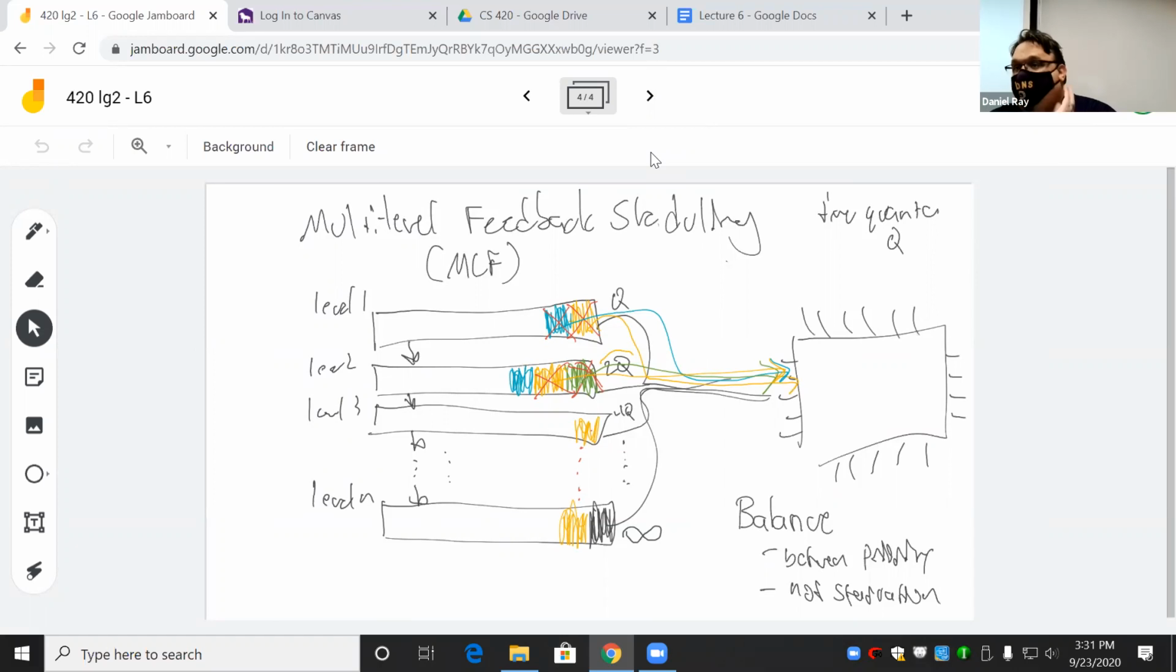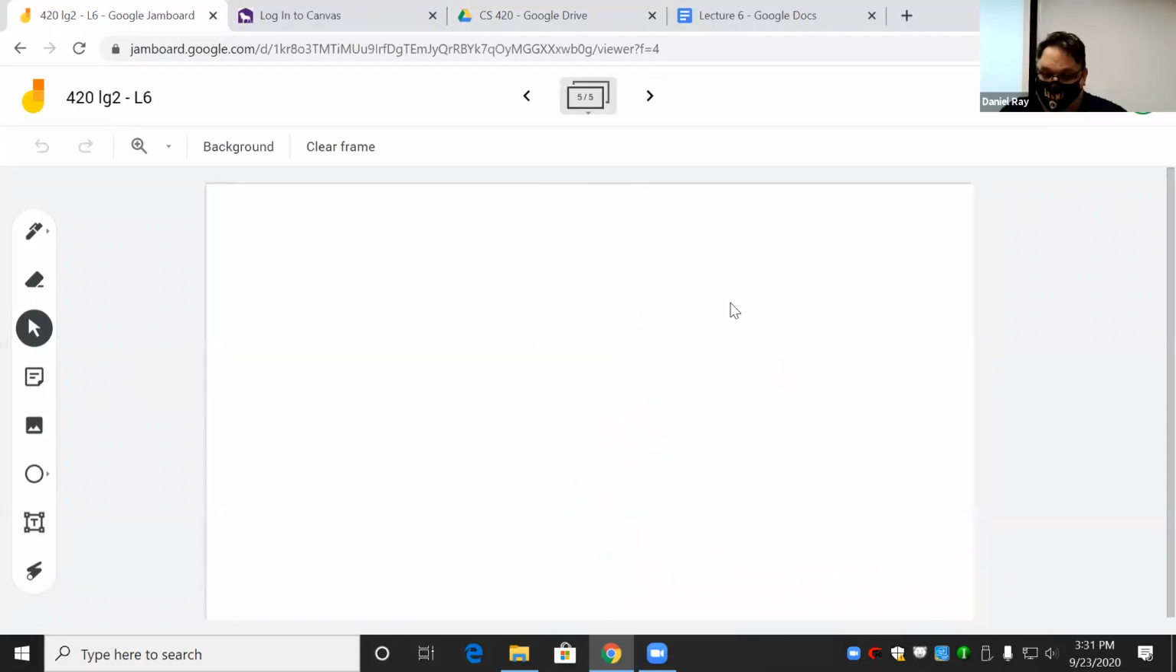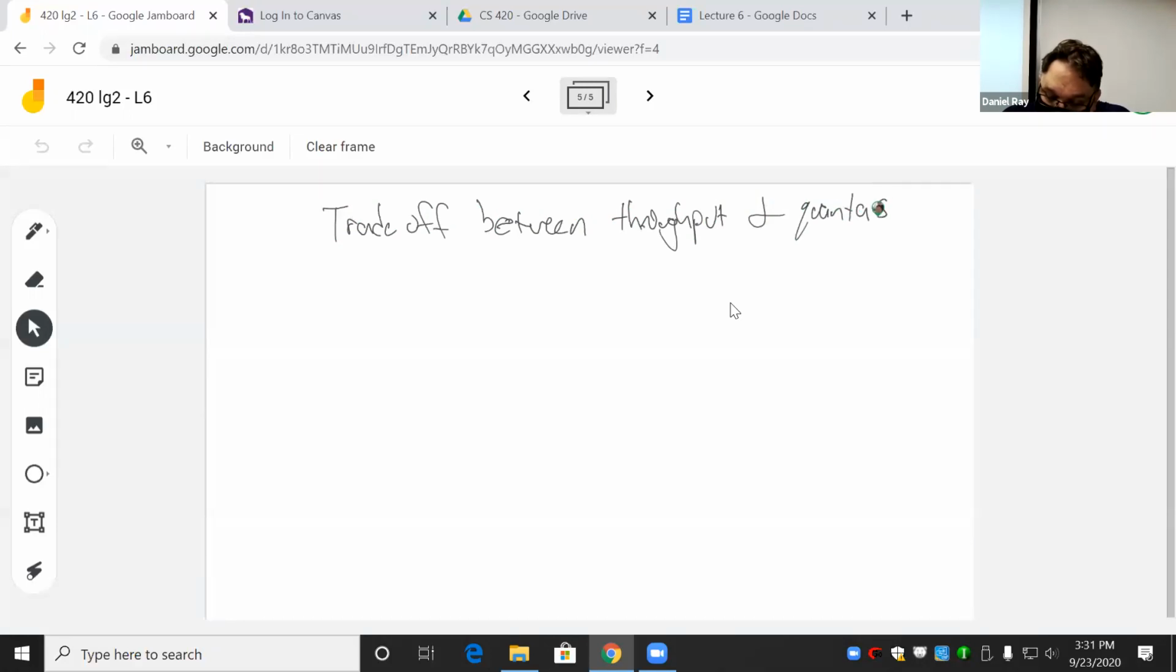So I want to talk about another sort of design trade-off. It comes with scheduling. And it's the trade-off or the balance between throughput and quanta size. Okay.